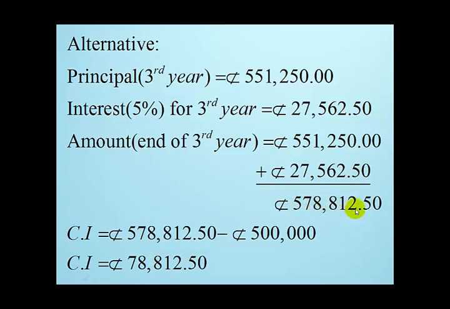And the answer is 578,812 cedis, 50 pesewas. So if you want to find the compound interest, then you have to subtract the initial principal, that is the amount that was invested, the 500,000, from the amount at the end of the third year, that is 578,812 cedis, 50 pesewas. And so the compound interest is equal to 578,812 cedis, 50 pesewas minus 500,000. And the compound interest is equal to 78,812 cedis, 50 pesewas.